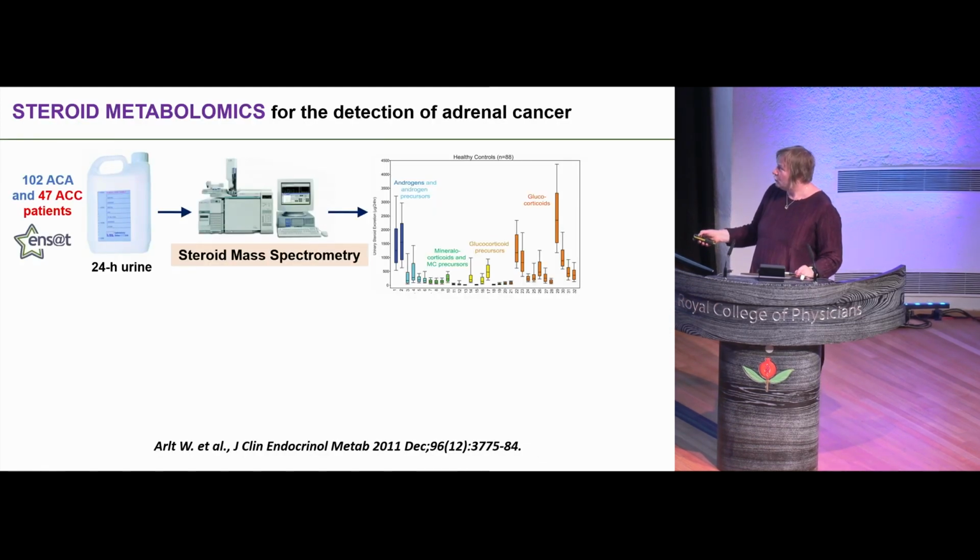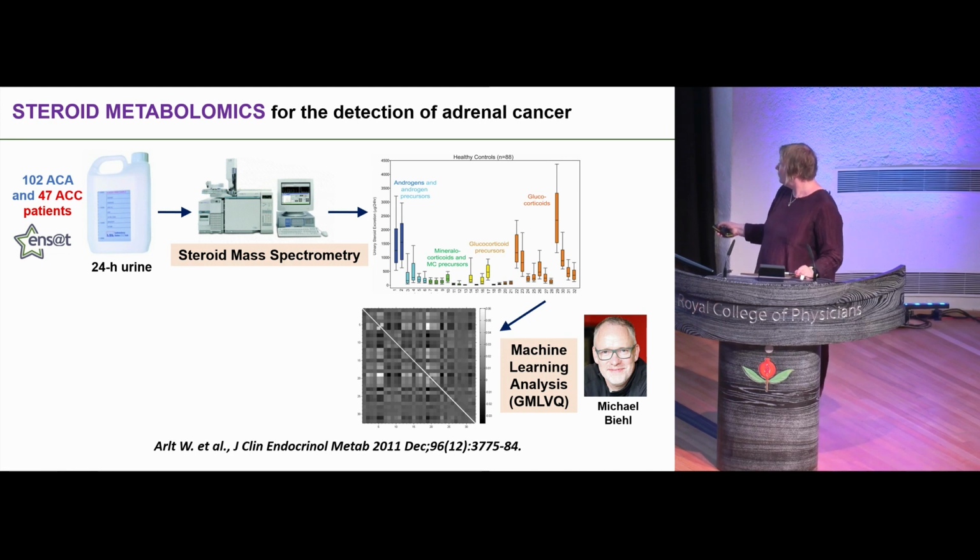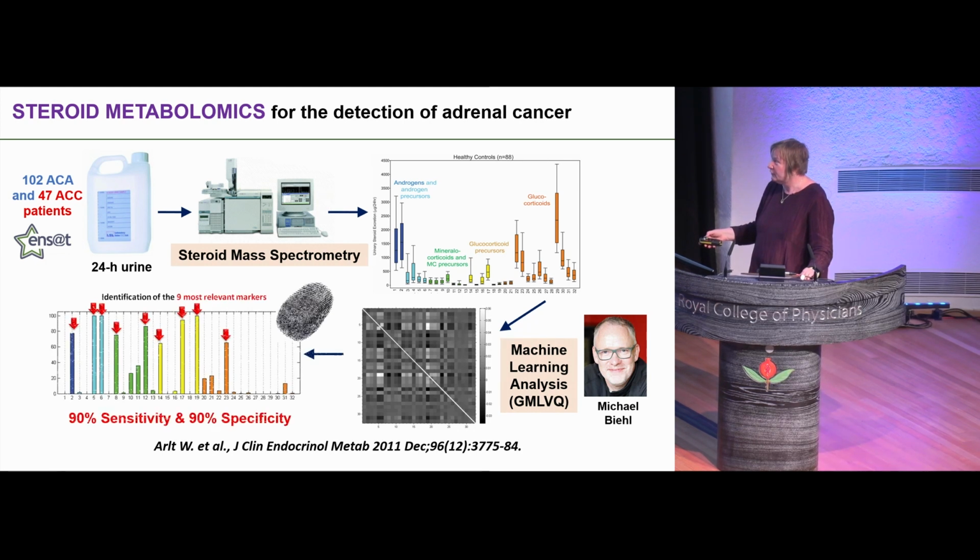So to examine this, we took a retrospective cohort of 150 patients in collaboration with the European Network for the Study of Adrenal Tumors, ENSAT, and did GC-MS mass spectrometry to look at their steroid output. And then in collaboration with my colleague Michael Biehl, we undertook machine learning analysis, specifically generalized matrix learning vector quantization. And this actually showed us that our hypothesis was right, and that there was a steroid fingerprint that with high sensitivity but also specificity differentiated benign from malignant adrenocortical tumors.